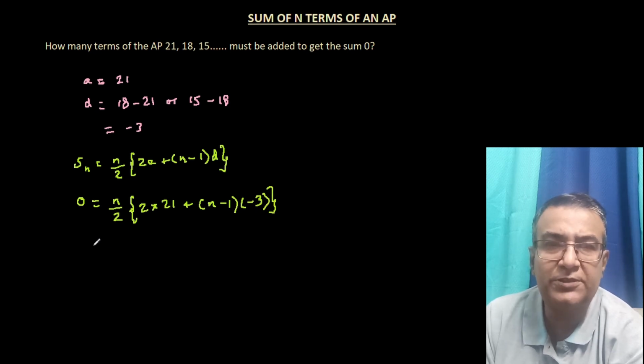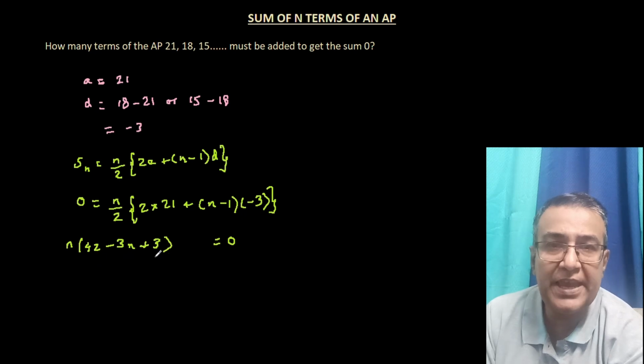I'll just flip both the sides here because the unknown is on the RHS. So I take 0 to the RHS and bring everything else to the LHS. Since this n upon 2 is outside the bracket, I can take 2 to the other side. It gets multiplied by 0 to get 0. So here we are left with n into 2 times 21 gives us 42 plus, and I'll multiply the negative 3 also. Negative 3 times n gives us negative 3n, and negative 3 times negative 1 gives us positive 3, and that should be equal to 0.